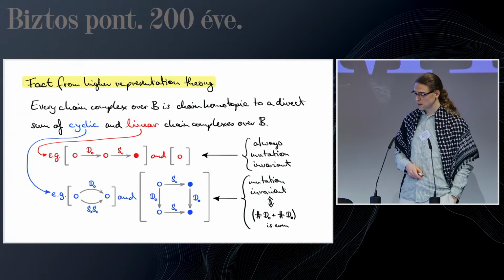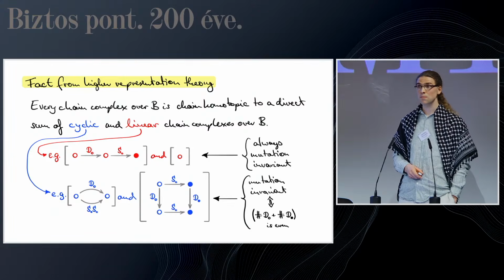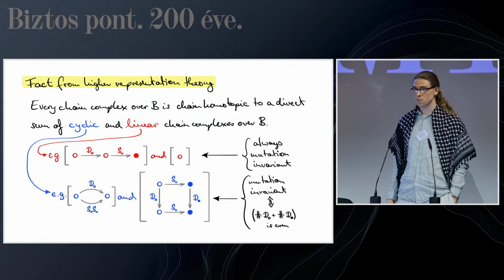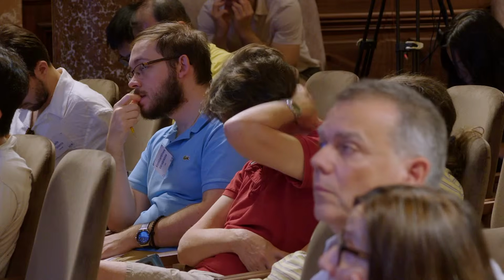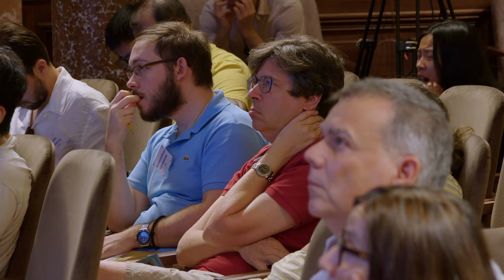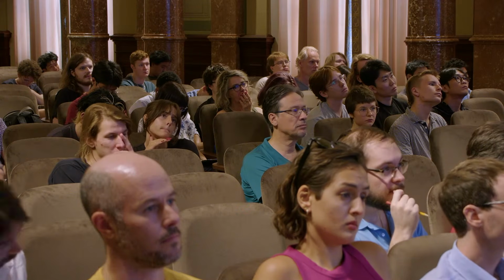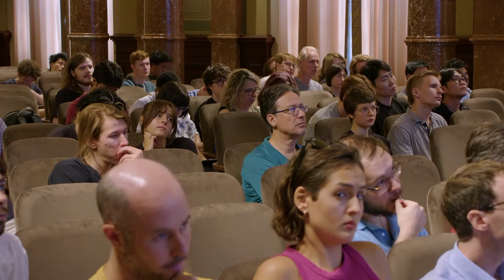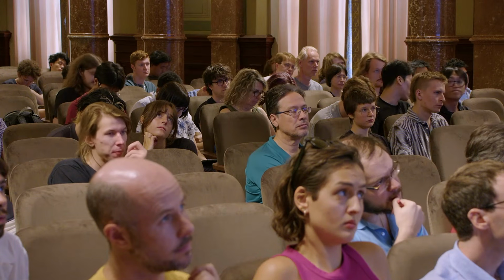cyclic graphs, there we can also decide when they are mutation invariant, namely when the number of d's that we see on each cycle is even. Okay. And so that's the next part of our construction step. We clean up our chain complexes.